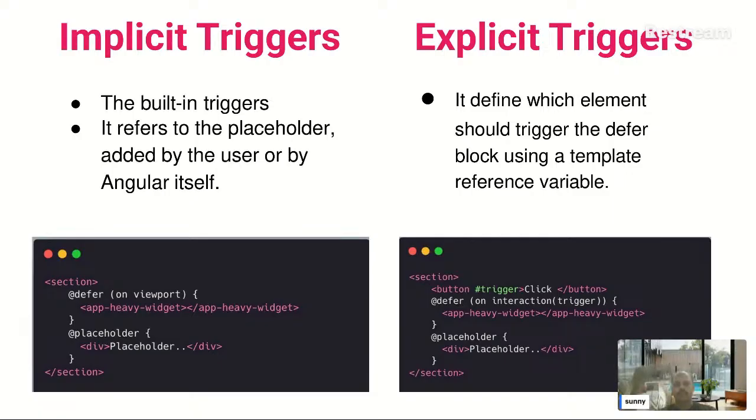Let's move to the next part, which differentiates what are implicit triggers and what are explicit triggers. These are built-in triggers. It refers to a placeholder added by the user or by Angular itself. So this is an implicit trigger, and an explicit trigger is basically defined when an element should trigger the defer block. If you see here, we have added another element to trigger that. So these are explicit triggers that we have.